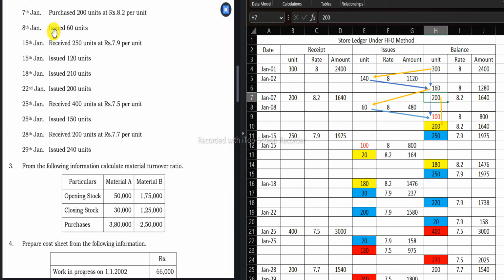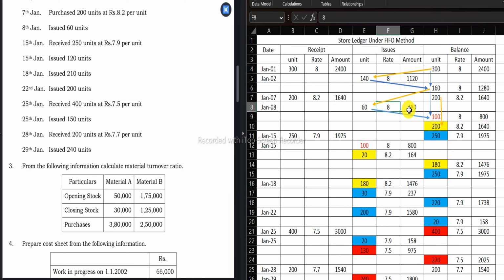On 8th January we are going to issue 60 units. So here we need to find out which is the first purchase. We have purchased the first purchase, 300 units. Out of that the balance is 160 units. Now out of 160 units we are going to issue 60 units because the method is first in first out. Whichever material is purchased first, that will be issued for production first out. Okay, so out of 160 we issue 60 units and rate is 8 rupees.